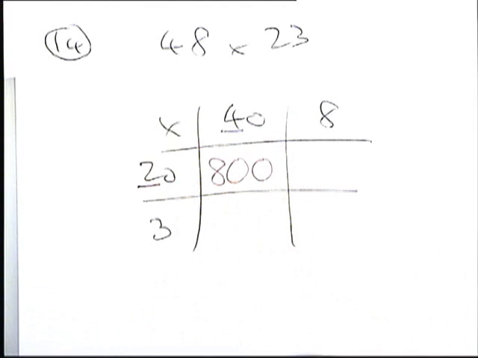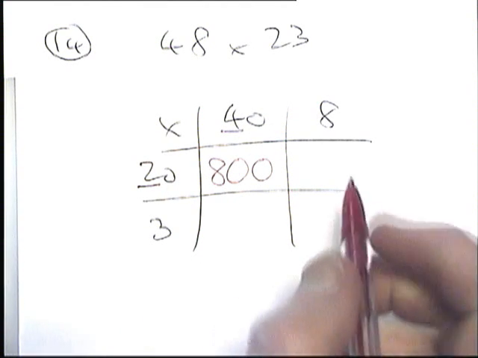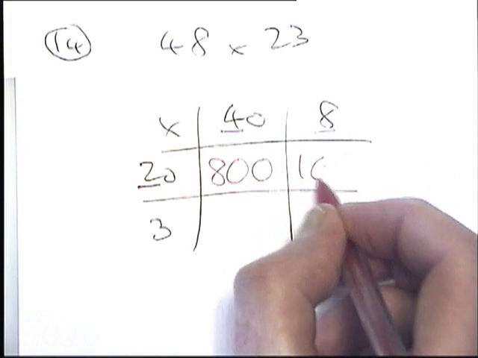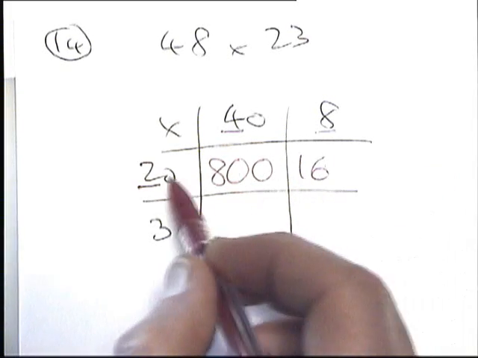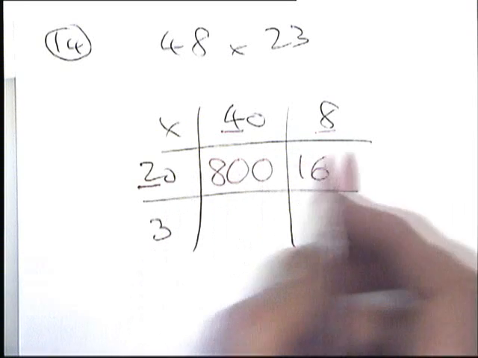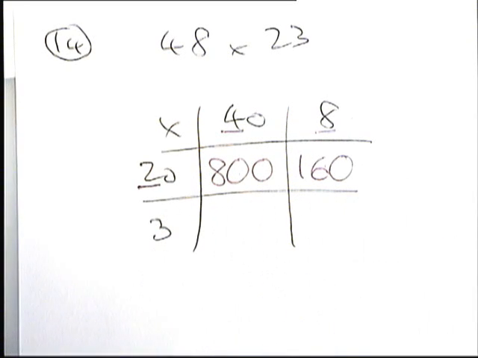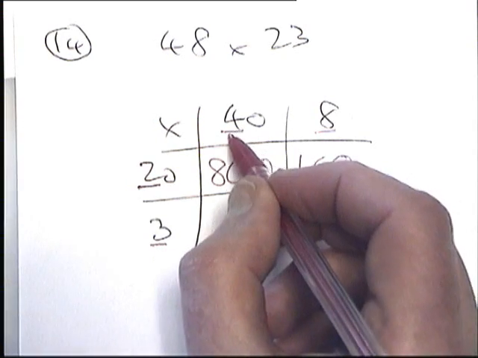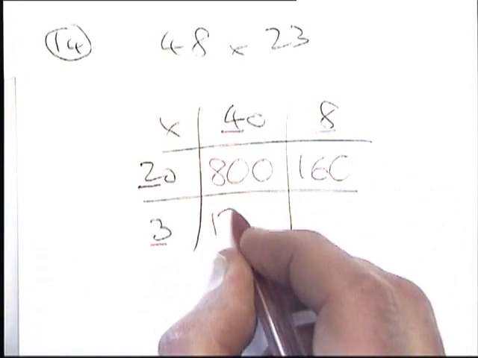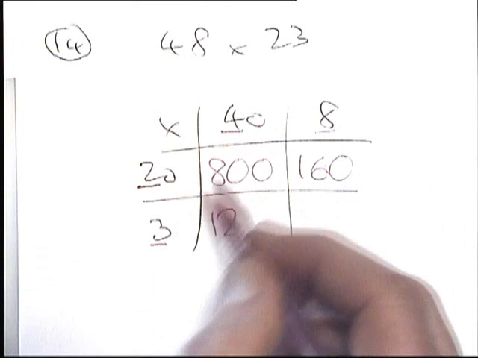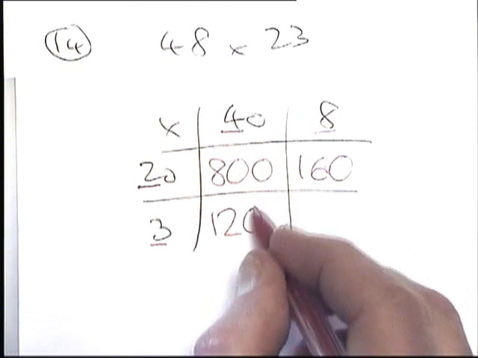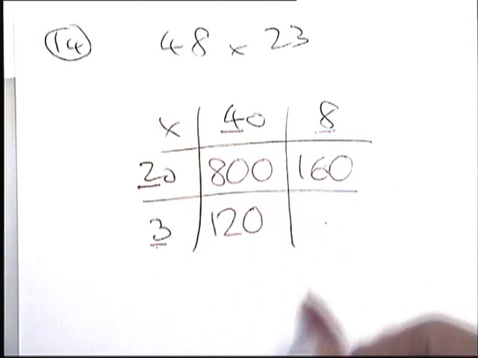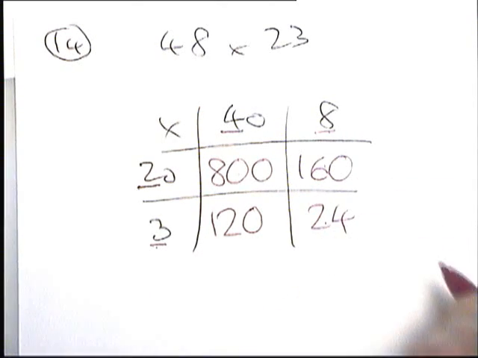I now need to write those 2 noughts down. Over here I'm going to do 2 times by 8, which is 16. And between these two numbers there's 1 nought. There's 1 nought here. I need to write that down. Down here I'm going to do 3 times by 4. That's 12. And between these two numbers there's 1 nought, which I need to write down. And over here I'm going to do 3 times by 8, which is 24.